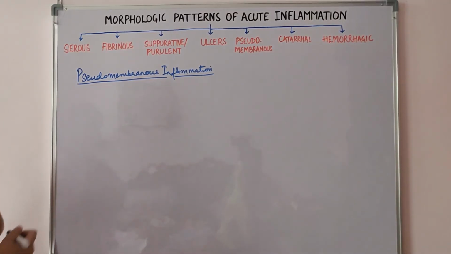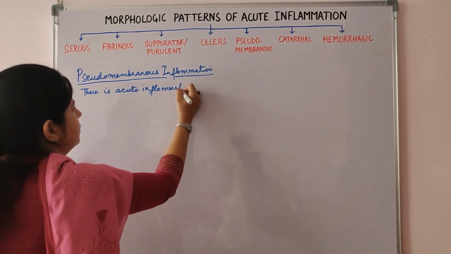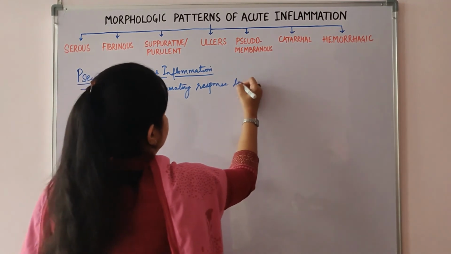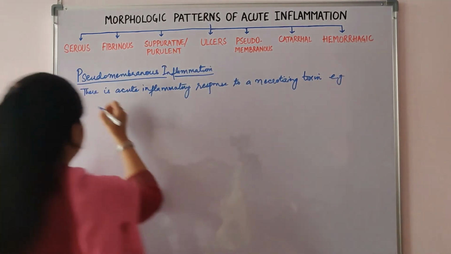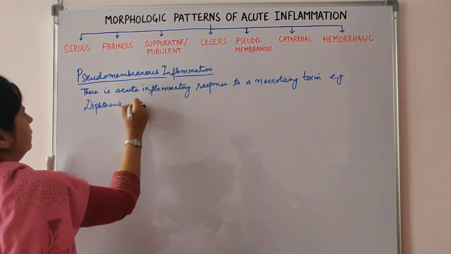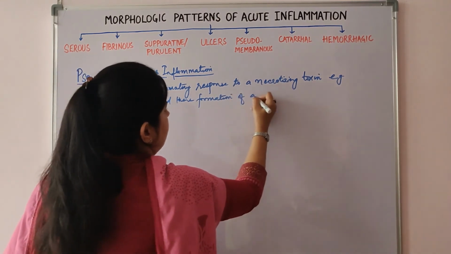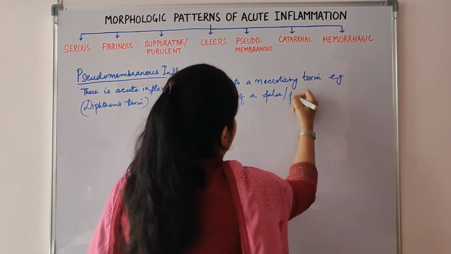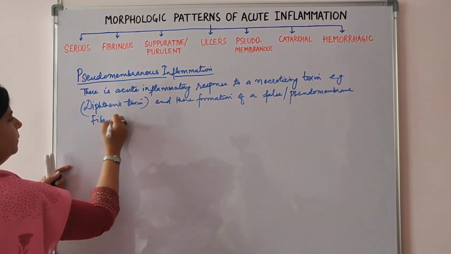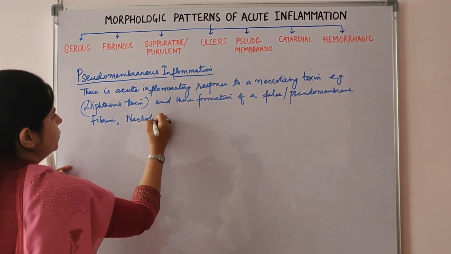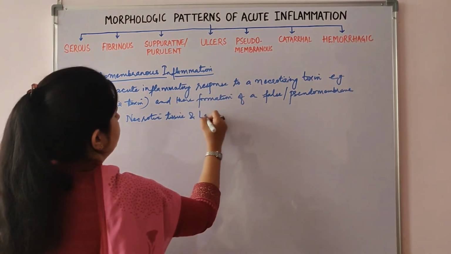Next is the pseudomembranous inflammation. So in pseudomembranous inflammation, there is acute inflammatory response to a necrotizing toxin, for example, the diphtheria toxin. And there is formation of a false or a pseudomembrane, and this pseudomembrane is composed of fibrin, the necrotic tissue, and leukocytes.